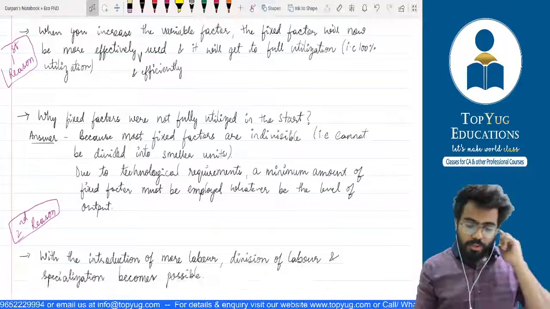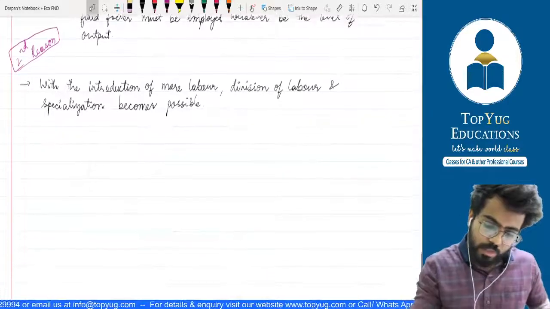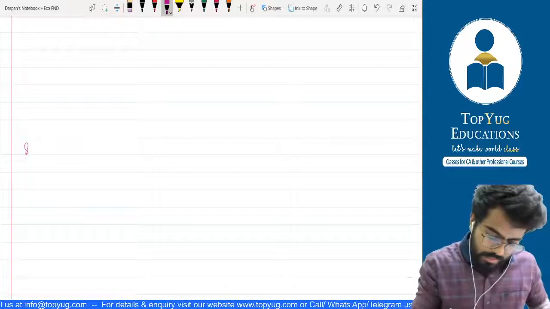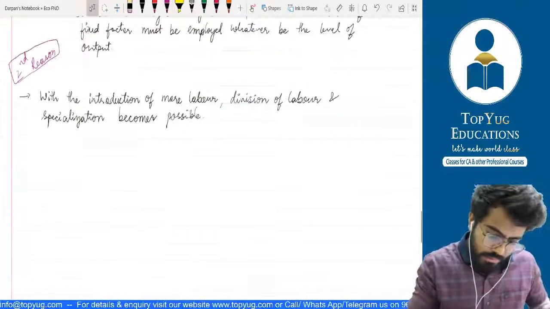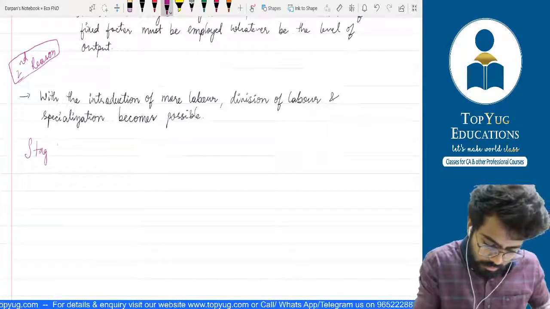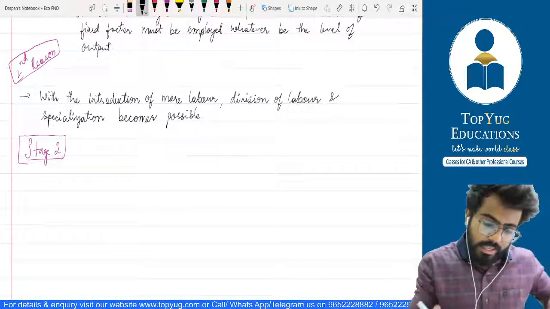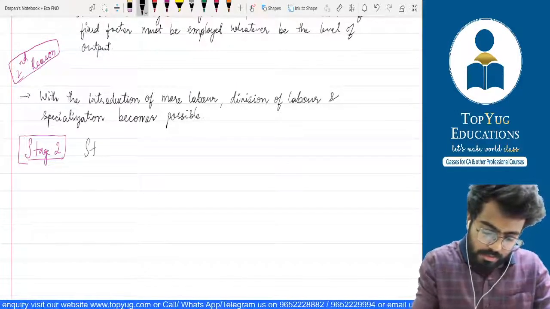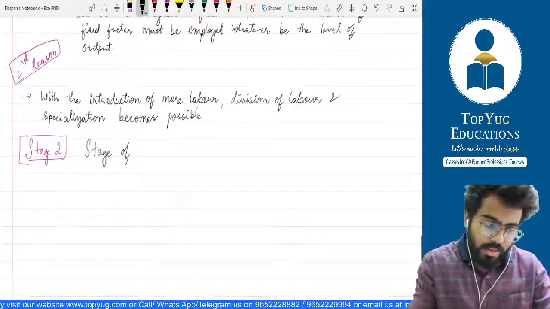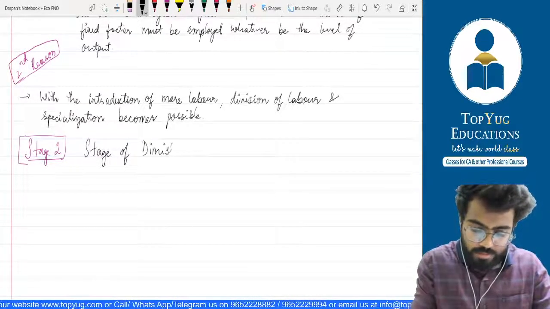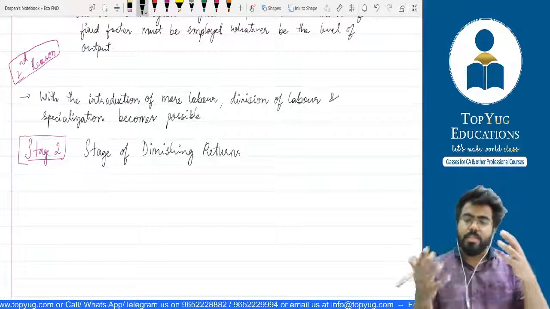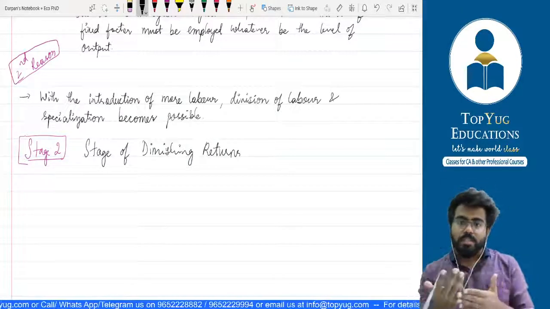All right. So come to your second stage. So write down stage 2. Underline stage 2, put it in a box if you want, and then write stage 2. What is this stage? This is the stage of diminishing returns. So we finished stage 1. We saw the reasons and explanation also of stage 1, which was the stage of increasing returns.